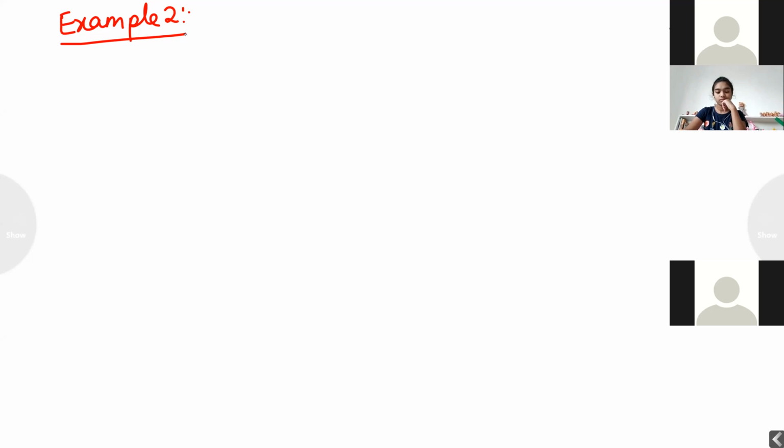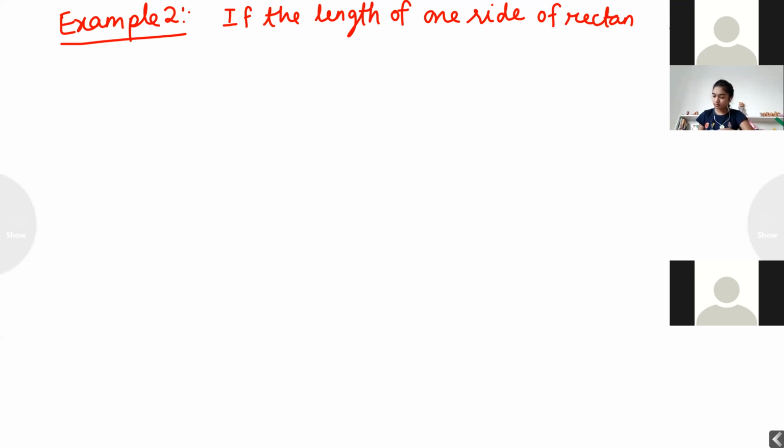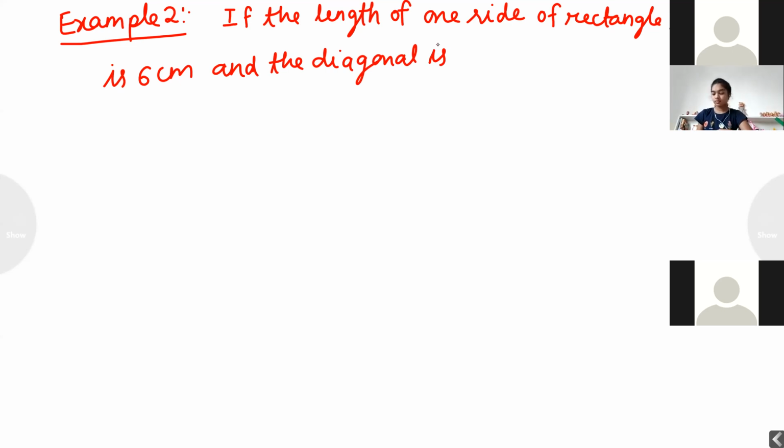If the length of one side of a rectangle is 6 centimeter and the diagonal is 10 centimeter, what is its width?